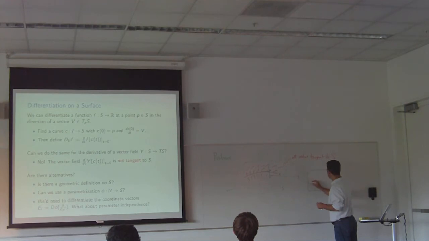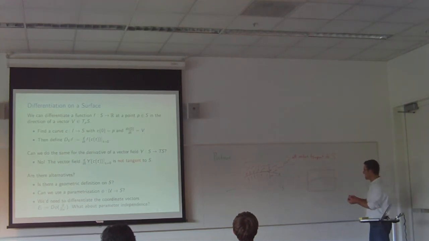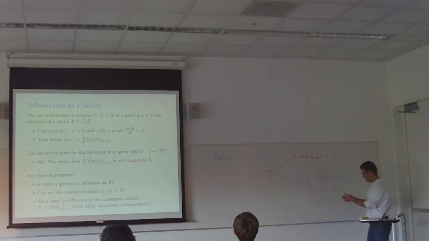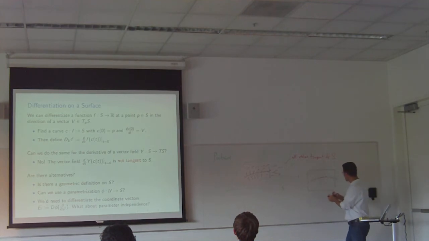Here's the surface viewed edge on, and this is the curve in the surface. What am I doing? Here's my tangent vector of the surface. I hope this works, by the way. Okay, so what do I have to do?